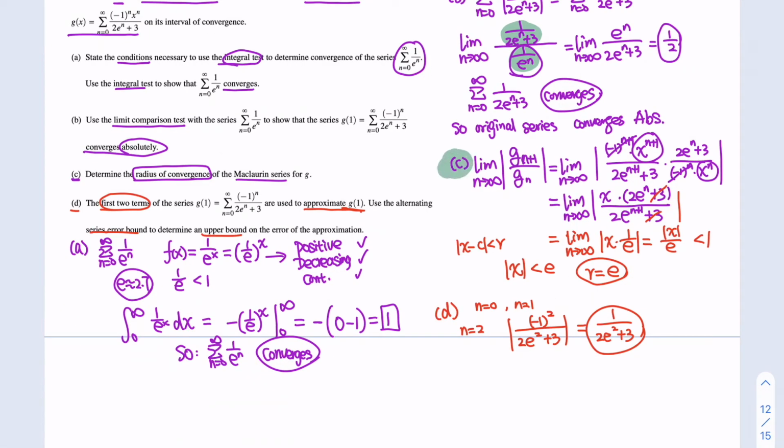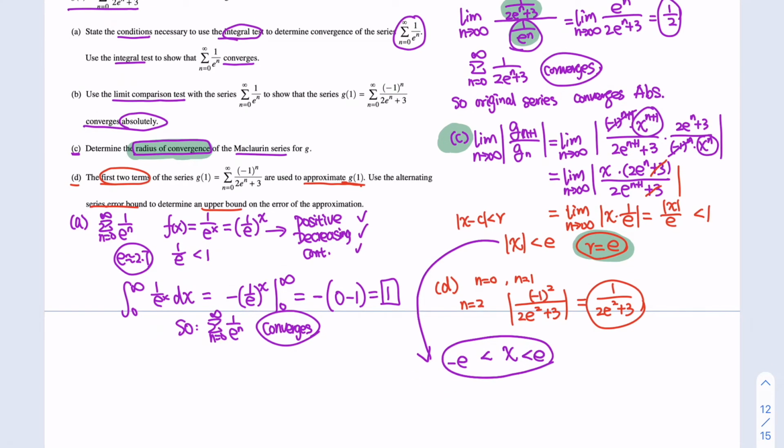For part C, they only ask you the radius of convergence, so we can stop right here. But sometimes they also ask you what the interval of convergence is. So after we get to the radius of convergence, x is between negative e and e. We also need to check the boundaries. I'm going to show you how.